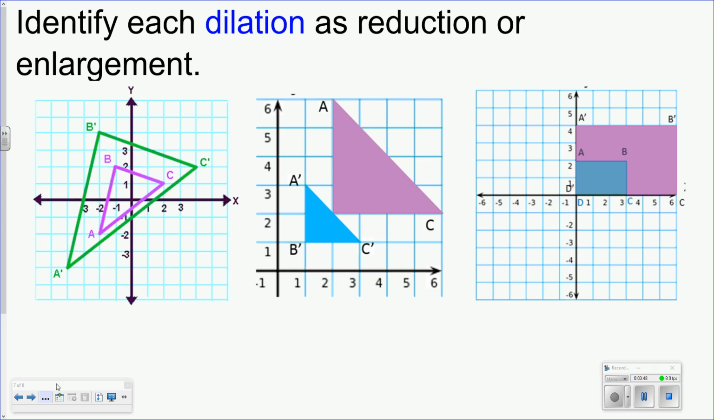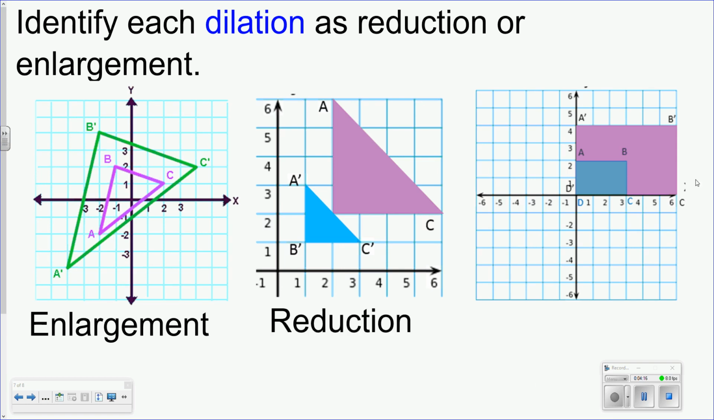All right, we just need to look at whether this dilation is a reduction or enlargement. So we look at A, that's where we started, and we go to A prime. So this green triangle is bigger than the pink one, so it's an enlargement. Here we start at A, so this pink one is our original triangle, and then we go to this blue one, because that has the prime, and that's a reduction. So this one, it's the blue one, that's the original one, because that's the one without the prime, and it's going to this one that has prime, so it's going to the pink one, so it's an enlargement.